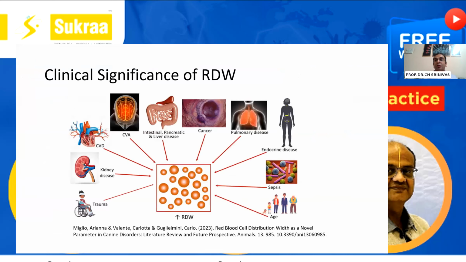Now, I was baffled to see that the RDW has so much clinical significance. Apart from hematological disorders, people have done studies and found that it is significant in trauma, predicting sepsis, to see the progression of kidney disease, coronary vascular disease, cerebrovascular accidents, cancer, pulmonary disease, endocrine disease, sepsis, age. Of course, it's a research parameter, but very valuable because it's easily available in our CBC reports. There is an article here from which I got this particular image, courtesy of them.